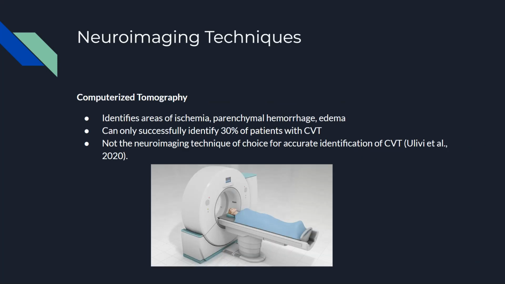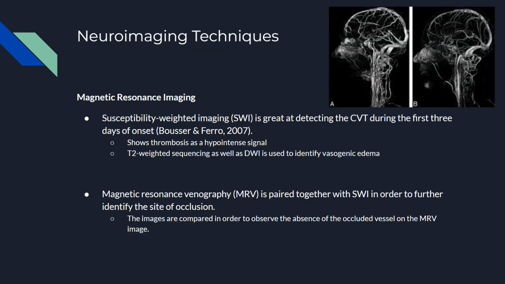For neuroimaging, physicians will use CT and then MRI in order to diagnose the issue. Using CT will allow them to identify areas of ischemia, parenchymal hemorrhage, and edema. And according to the paper by Ulivi et al. in 2020, CT scans can only actually detect CVT in 30% of patients, so it isn't too confident yet.